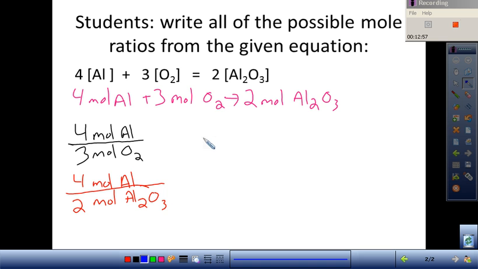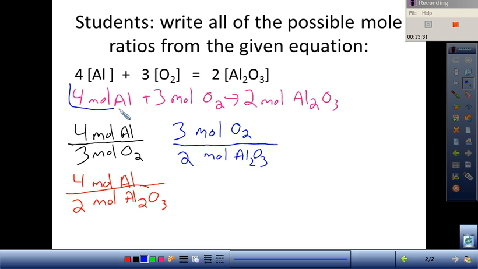Alright, so I said there's three ratios. My other one, let's see, we don't have moles of oxygen per moles of aluminum oxide. And I just take the coefficients. Oxygen, 3. Aluminum oxide, 2. Alright, I also said there are 6 ratios. The other 3 ratios are just these flipped upside down. Okay, so that would give me my 6 ratios. All I'm doing is I'm just taking one thing and putting it over another. Alright, that's mole ratios.